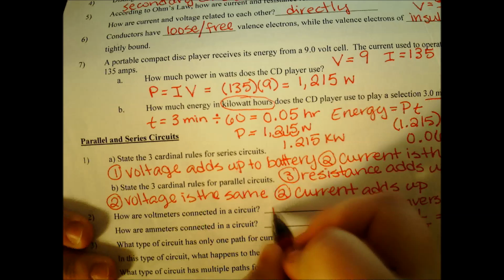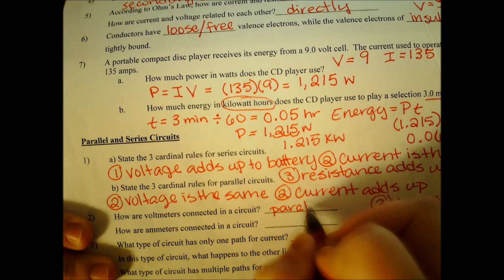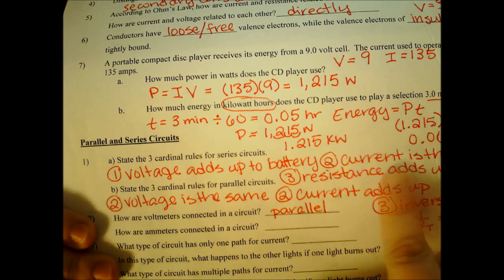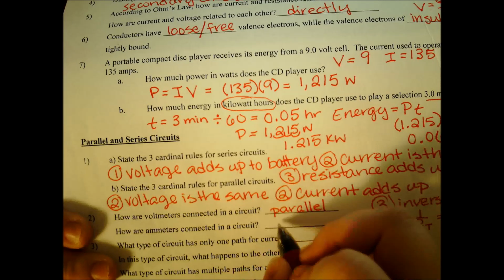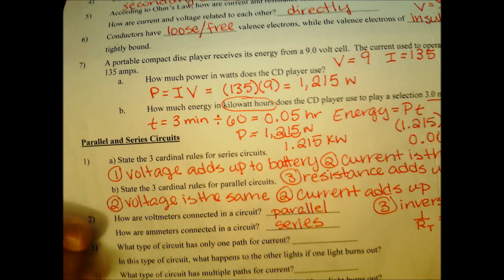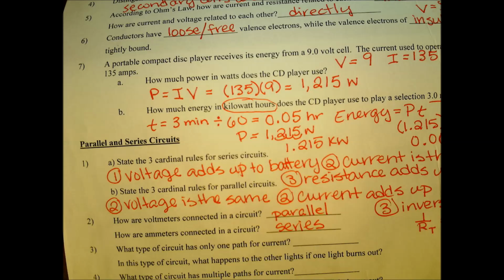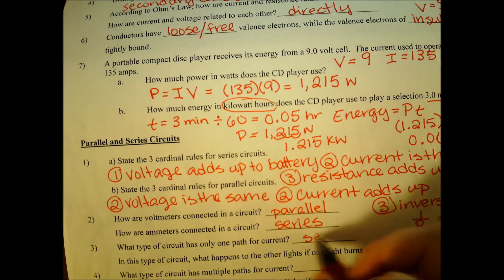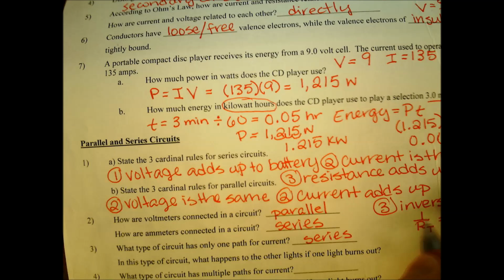So voltage stays the same in parallel. So voltmeters are attached in parallel. Current stays the same in series. So ammeters are attached in series. What type of current circuit has only one path for current? That is series.